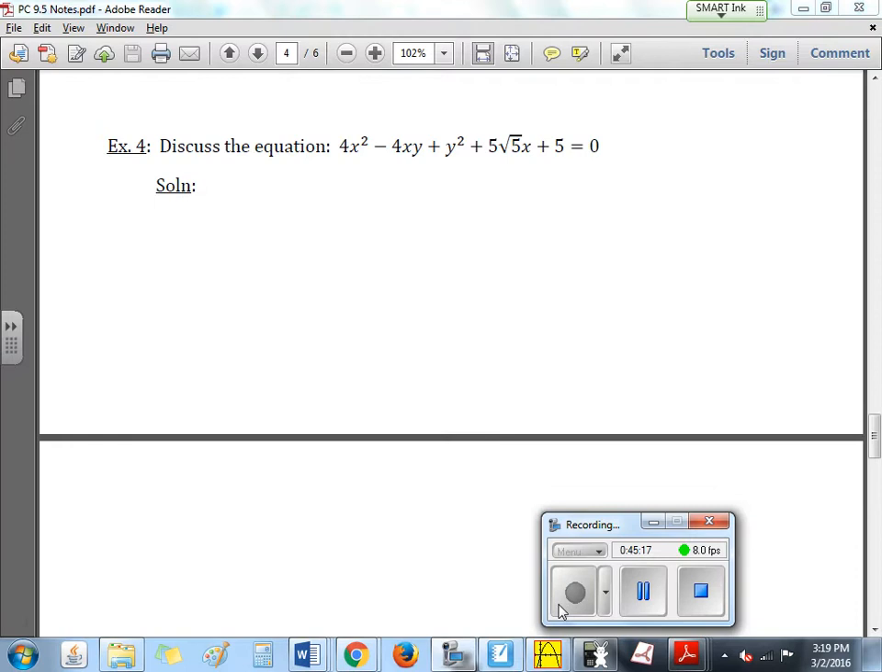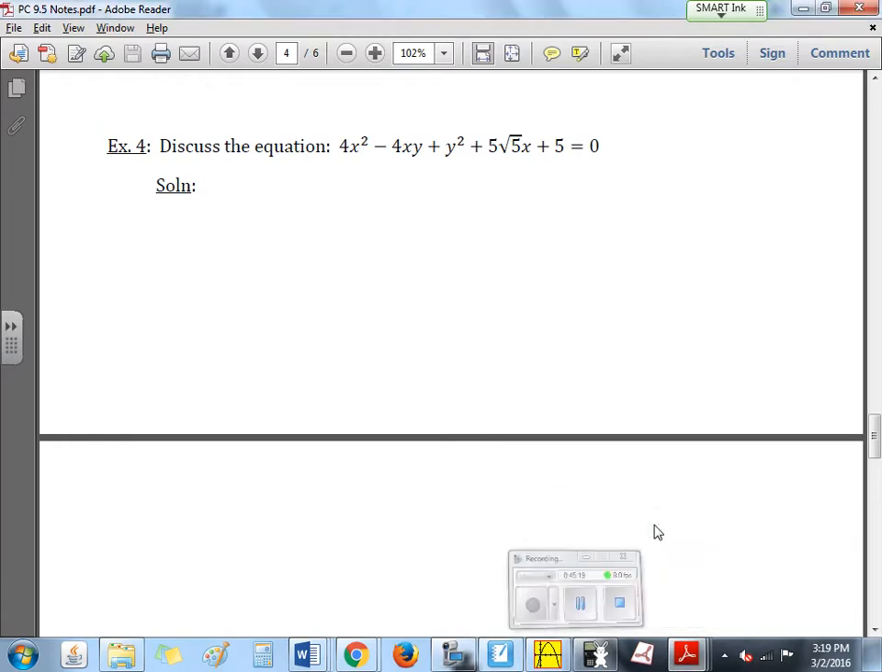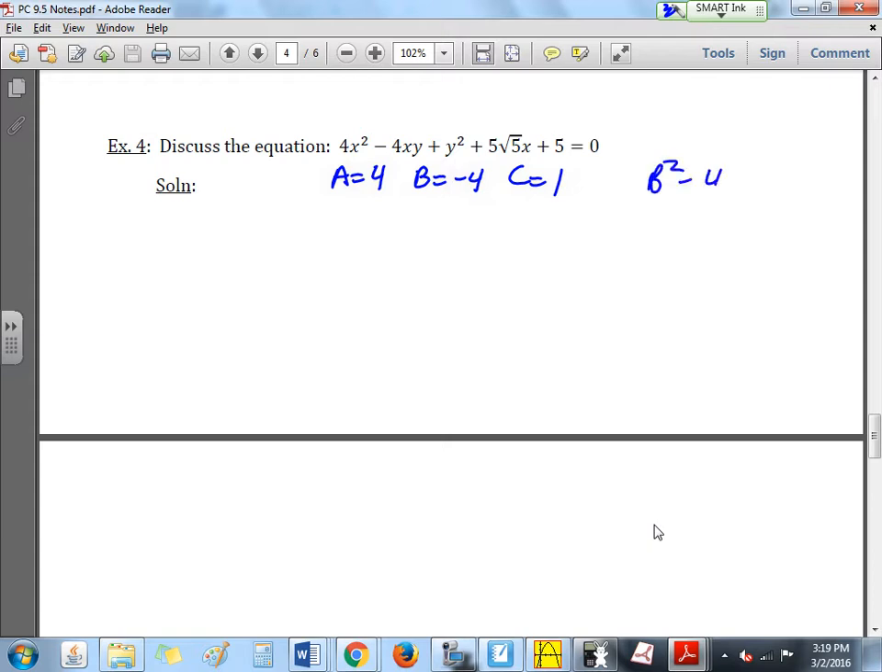Okay, so this is where we left off in class. Some of the periods I briefly discussed this problem, others I didn't, but let's start running through it. So the first thing we can do is identify that A is 4, B is negative 4, and C is 1. This tells me my conic is going to be determined by negative 4 squared minus 4 times 1. It turns out you get a discriminant of 0, so that means this is a parabola. Okay, so now we know it's a parabola.